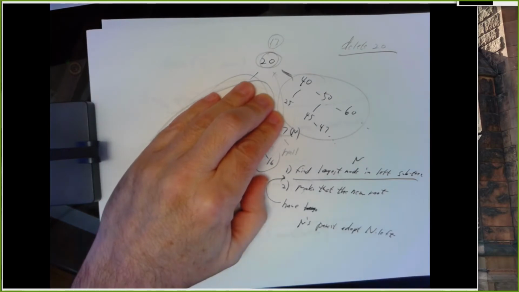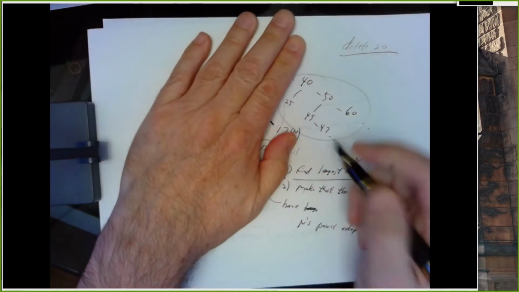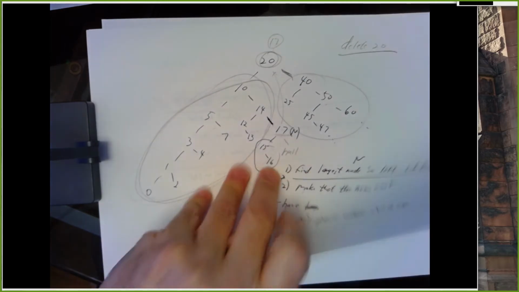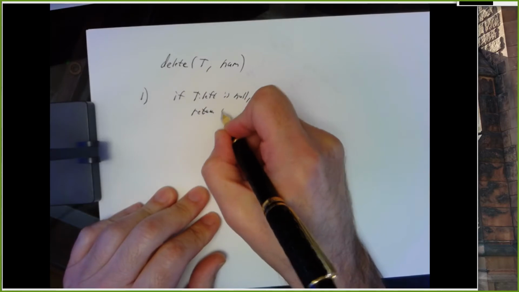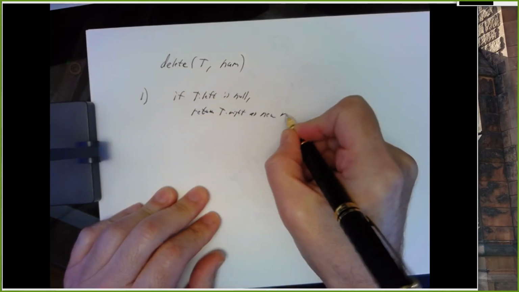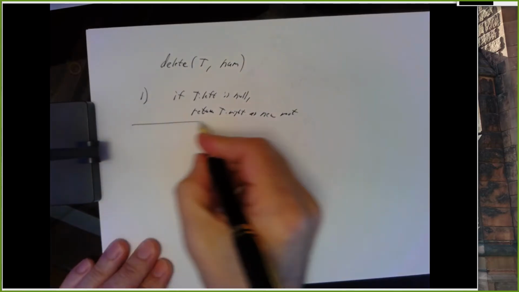All right? But in that case, we have a really simple way to delete. If there's nothing to the left of 20 and we want to delete 20, just change the root to be 20's right child. So if t left is null, just return t right as the new root. You got to free memory every time you delete. I'm not going to put that in here, but yes, you have to free the memory somehow. Okay, so that's one edge case.